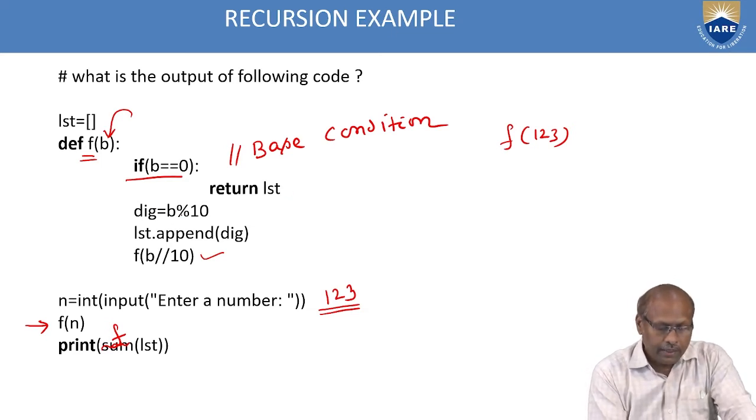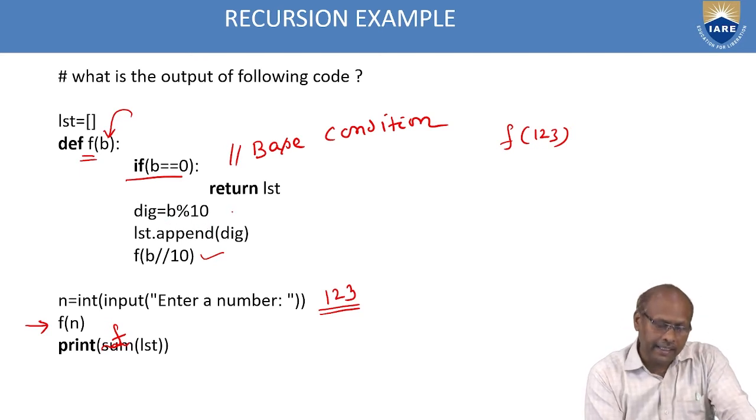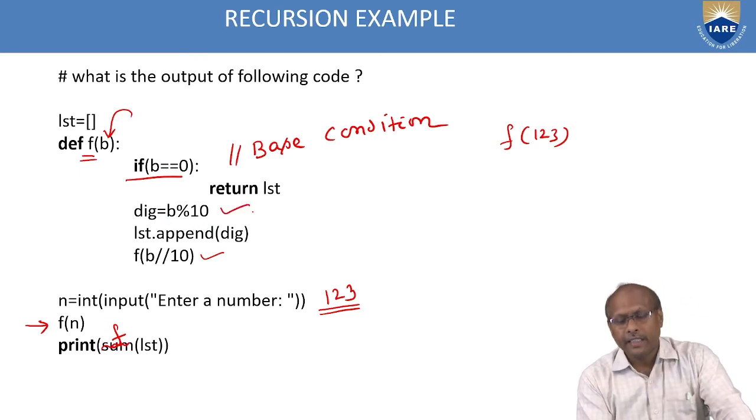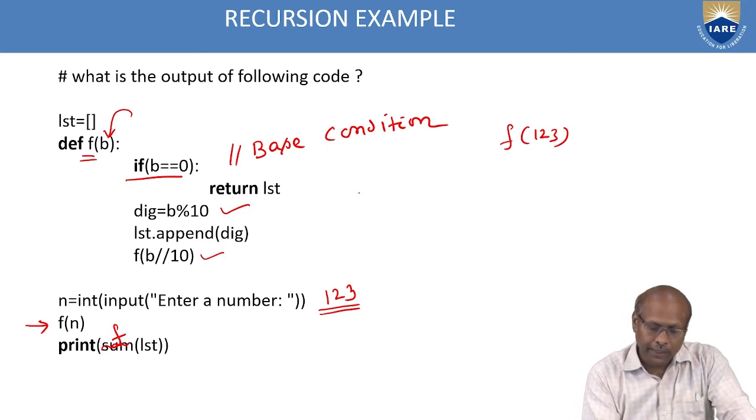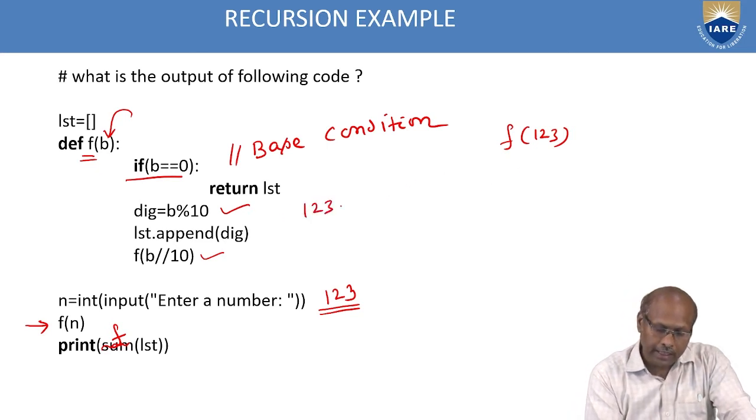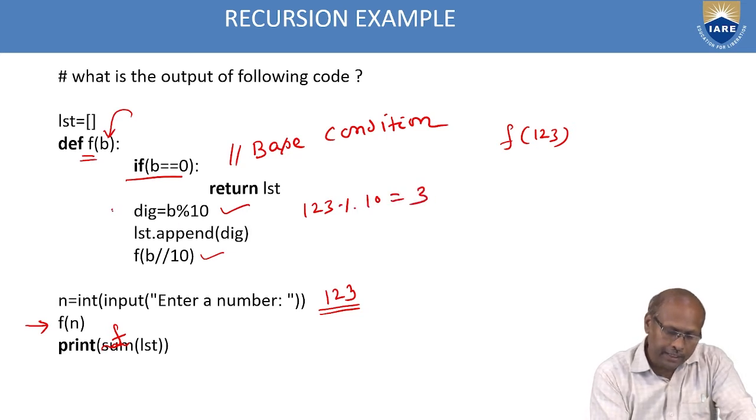Okay. Now what is it doing? digit equal to b modulus 10. Every time it is taking the last digit. b modulus 10 means it gives you the last digit. So 123 modulus 10, the answer is 3. That means the digit is 3.